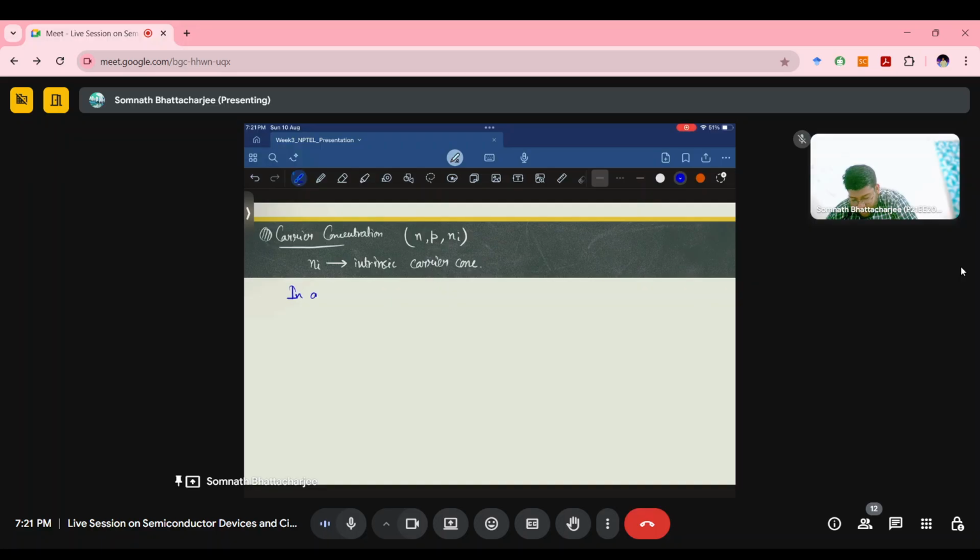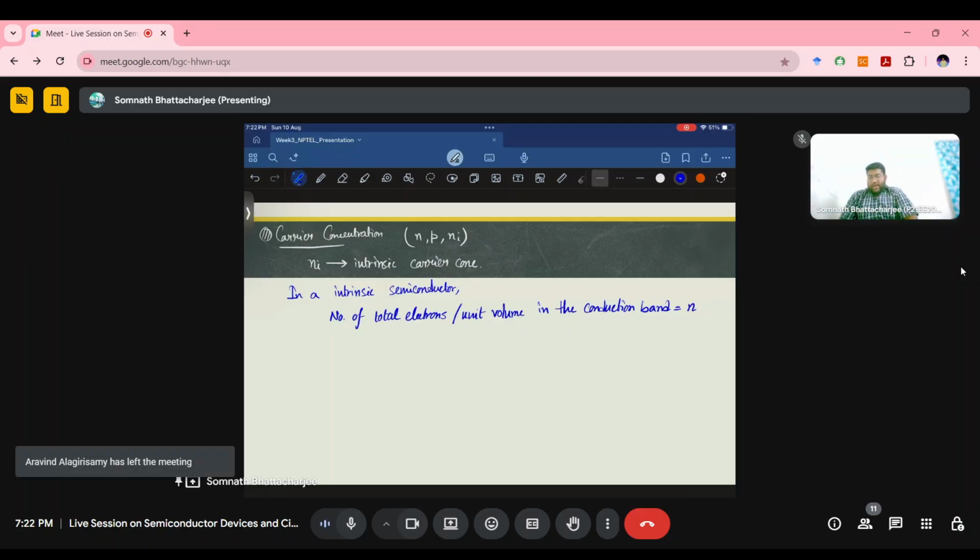In an intrinsic semiconductor, the number of total electrons per unit volume in the conduction band is termed as N. So the carrier concentration, the number of total electrons in a unit volume in the conduction band, is known as N.